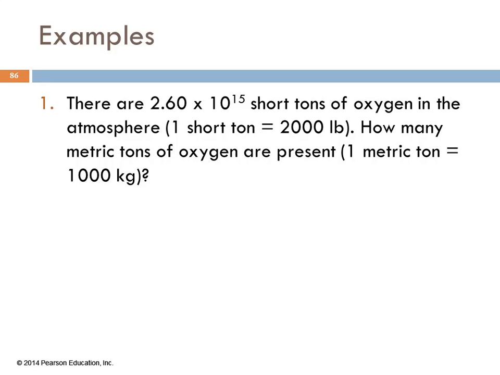Okay, so here's the first example. A word problem, of course. There are 2.60 times 10 to the 15 short tons of oxygen in the atmosphere. 1 short ton equals 2,000 pounds. How many metric tons of oxygen are present? And 1 metric ton equals 1,000 kilograms. Doesn't this look fun?